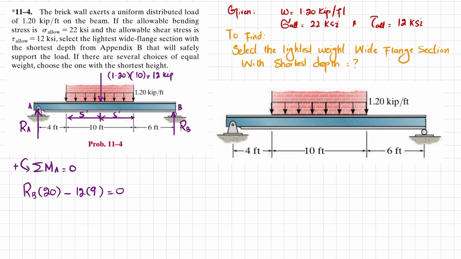So from here you will get 20 RB is equal to 12 nines, which are 108. So from here you will get RB is equal to 5.40 kips.